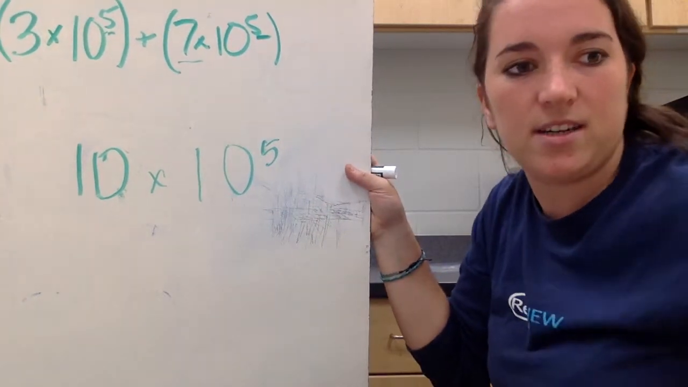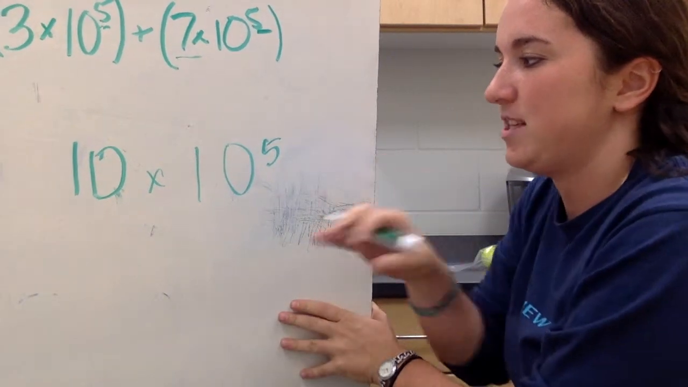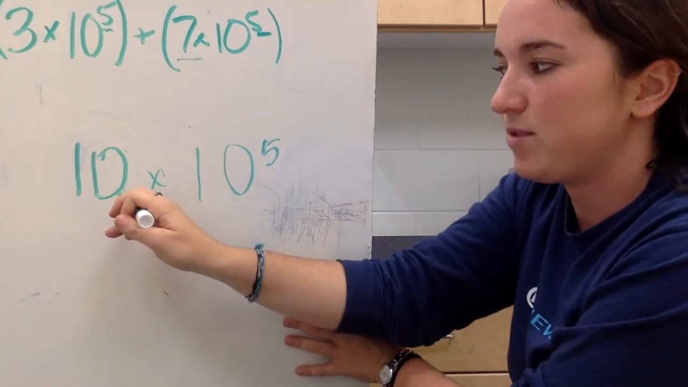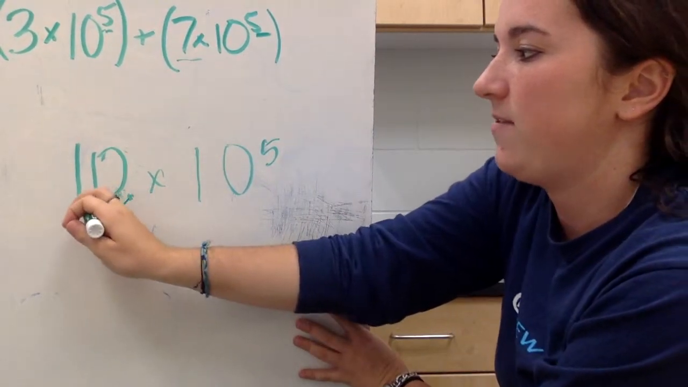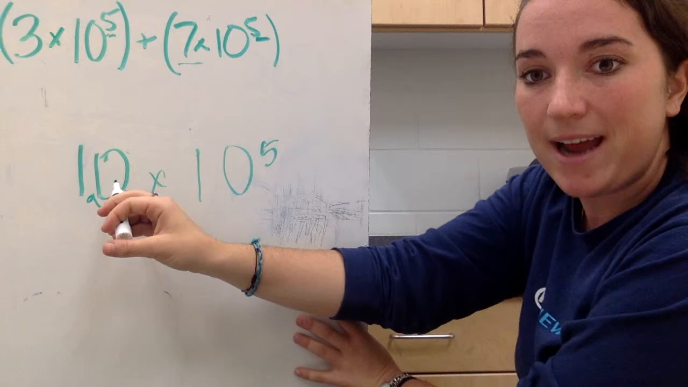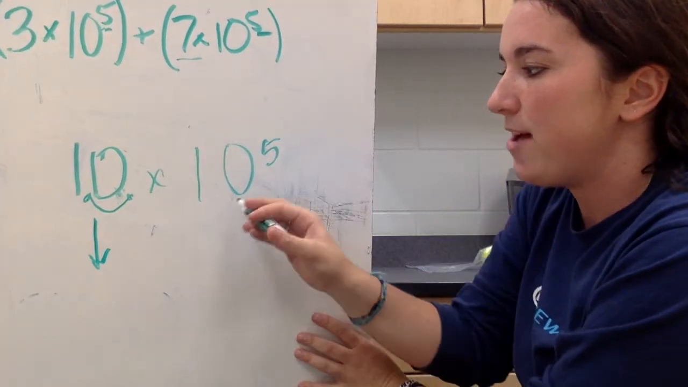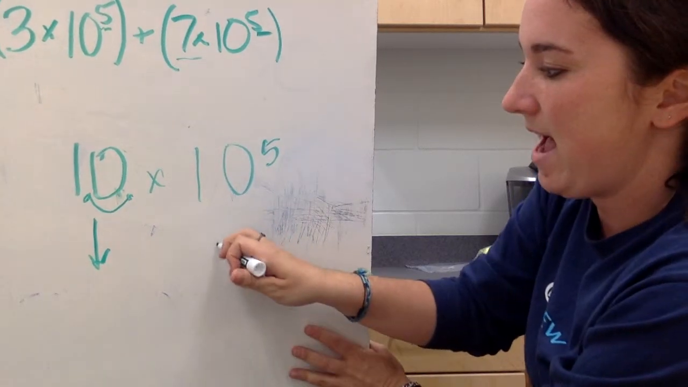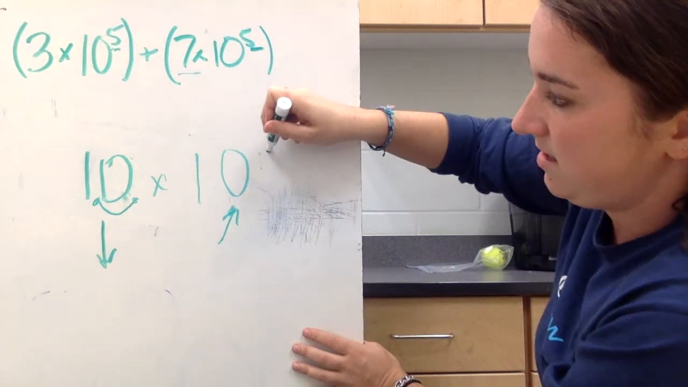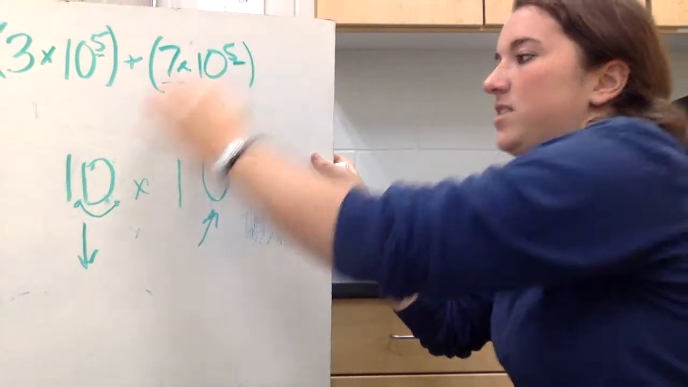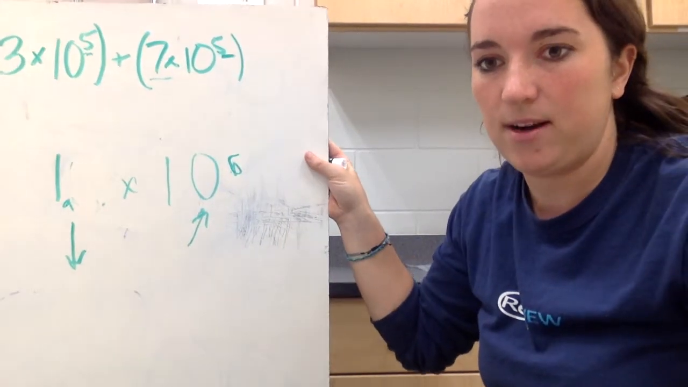Is this my final answer? No. What do I need to do? I need to change my front number so that it's between 1 and 9. How many times will I have to move my decimal to make it between 1 and 9? Yeah, I just have to move it one time. Did this number get bigger or smaller? It got smaller. So to balance it out, what do I have to do to this number? I have to make it bigger. So my exponent becomes what? 10 to the 6. So my final answer is 1 or 1.0 times 10 to the 6th power.